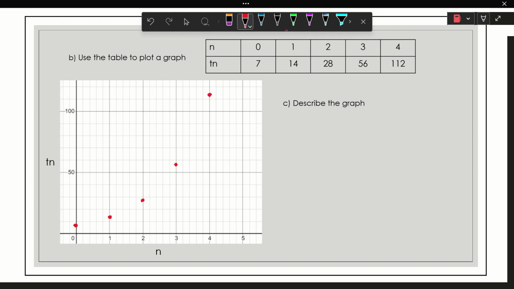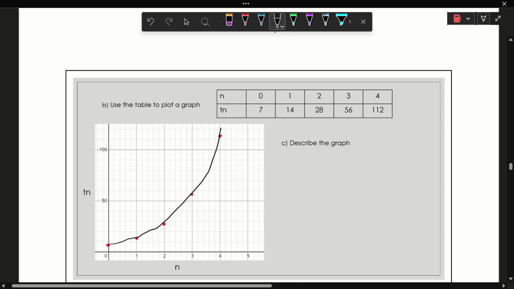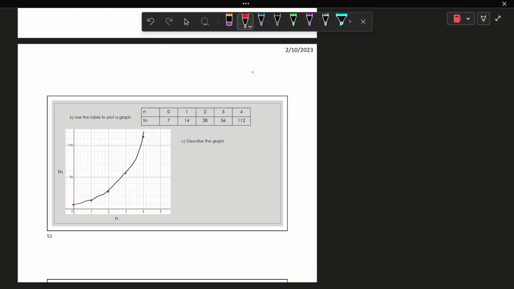Okay, so notice the graph curves upwards. It's not straight. Okay, it's curving upwards. I can draw a line if I wanted to, just to make it really obvious. So see how it's going to curve upwards. If you did T5, that would probably be like, I don't know, somewhere like over here. Okay, but in this case, we'll leave it at that.